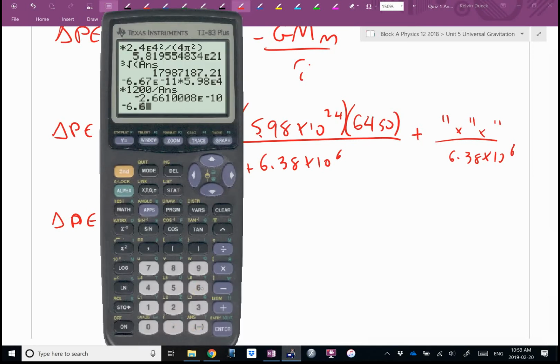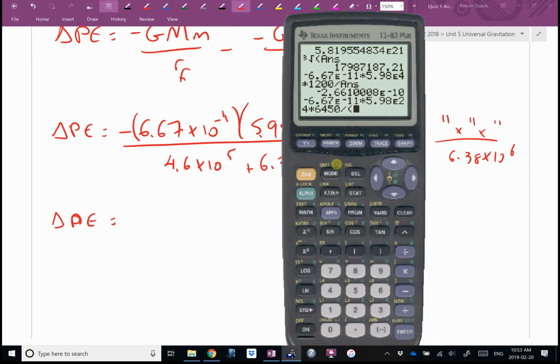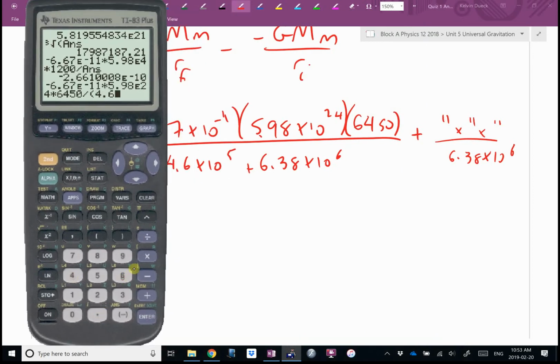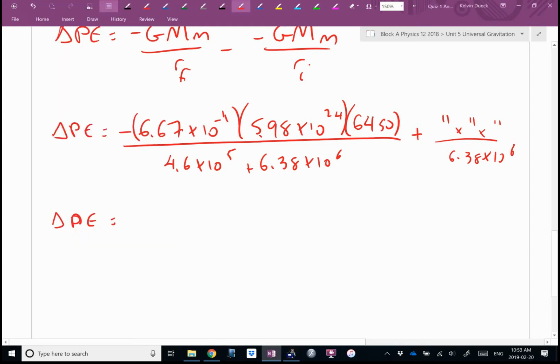It's going to be negative 6 point... You know what, Mr. Dueck? Why don't you bring back this last one here? And then there's your 24 times 6,450. That was less typing. Divided by bracket 4.6 times 10 to the 5th plus 6.38 times 10 to the 6th. And for the final, I get negative 3.7612 times 10 to the 11th. Negative 3.7612 times 10 to the 11th.